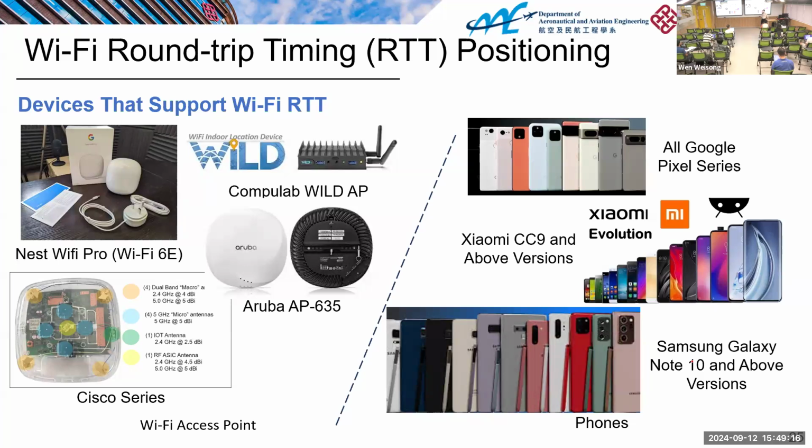For your smartphone, besides Wi-Fi and Bluetooth, they also use cellular signals, for example 4G, 5G and LTE signals. So those different radio signals can all be used for positioning purposes.